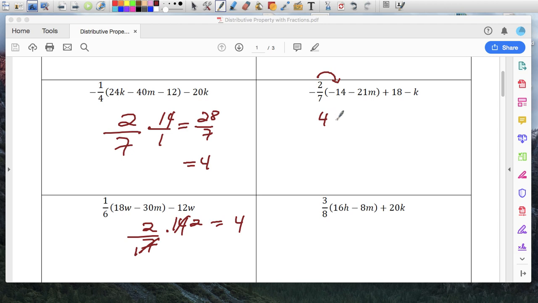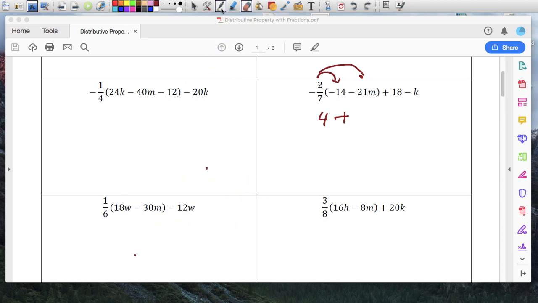Negative times a negative, again, is going to give me positive. 2 over 7 times 21. So again, you can simplify the 7 and 21. That becomes 3, and 2 times 3 is 6, so you get 6m. That's it for my distributive property. And then you write plus 18 minus k.